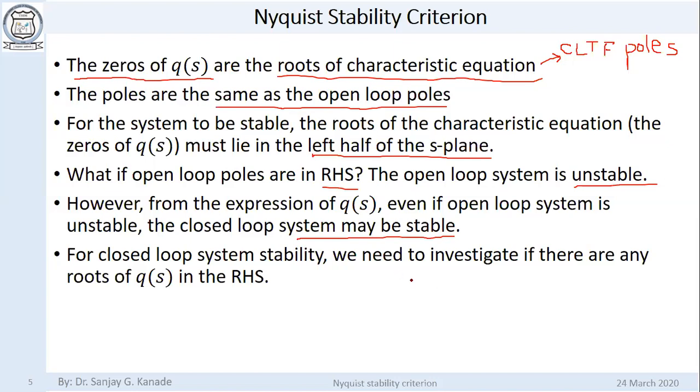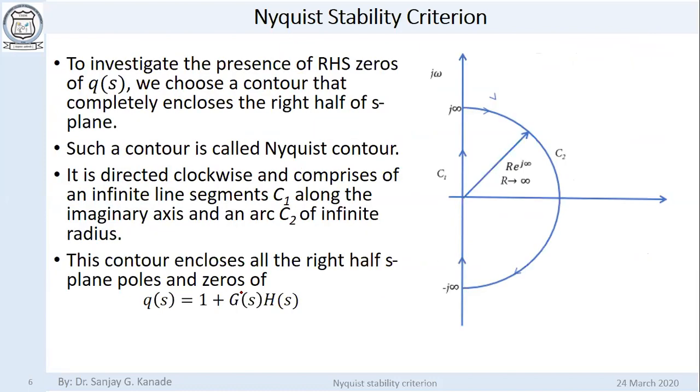There can be a possibility that the open loop system is stable. What about the closed loop system stability? There can be a possibility that the open loop system is unstable, and what about the closed loop system stability? For this closed loop system stability, we need to investigate if there are any roots of QS in the RHS, obviously.